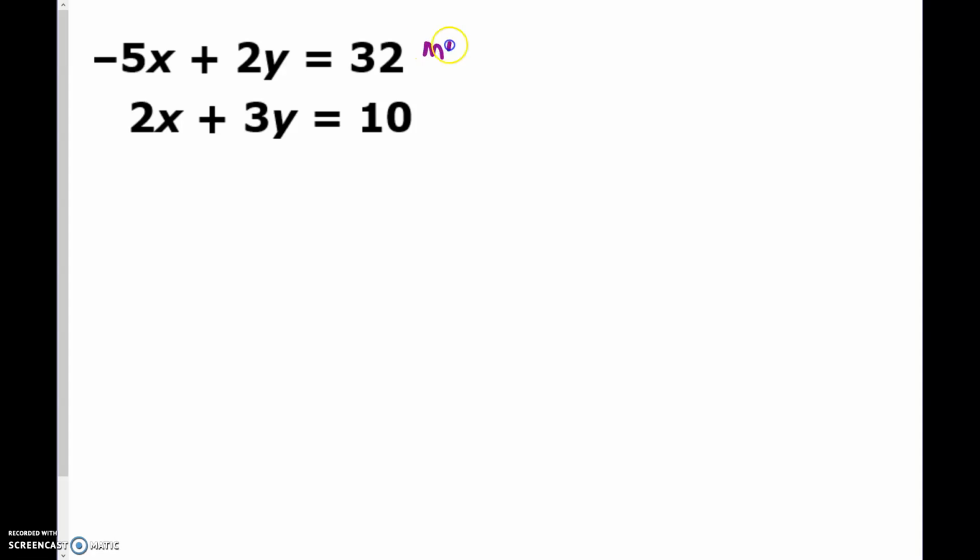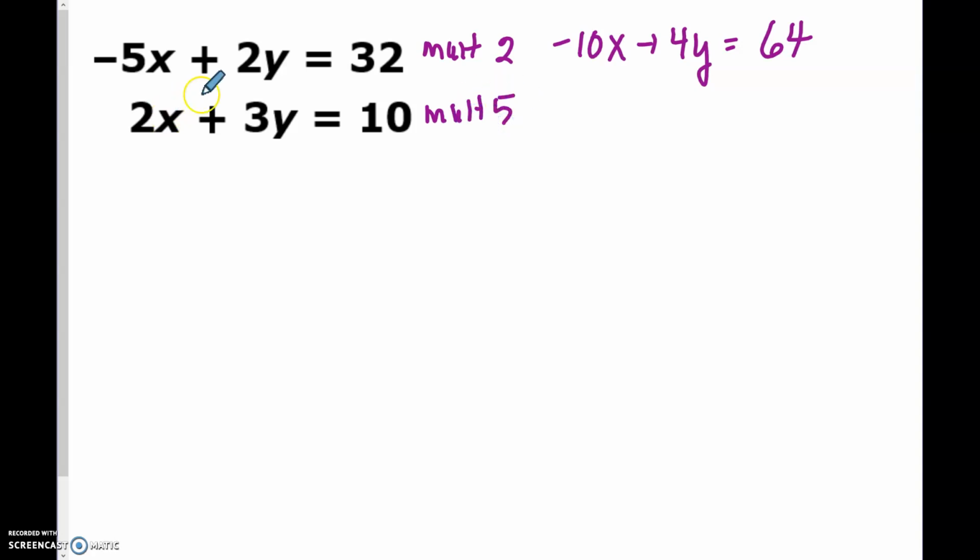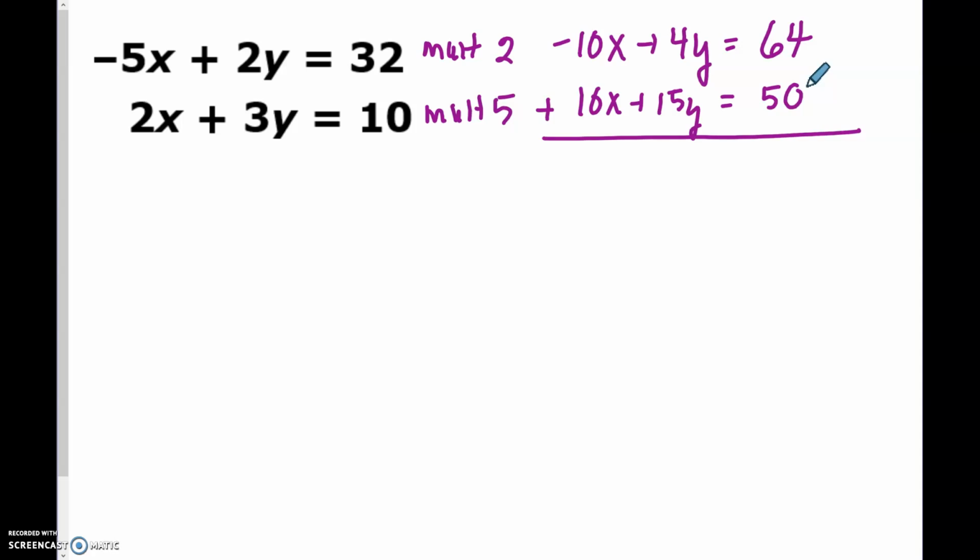So what I'm going to do is I'm going to multiply this top equation by 2, and when I multiply by 2, I get negative 10x plus 4y, and what's that, 64? And this bottom one, I am going to multiply by 5. So when I take 5 times 2, I get 10x, and you can see now when I'm going to add these together, my x's are going to cancel out. 5 times 3 gives me 15, and then I'm going to get a 50 over here. So 4y plus 15y is going to give me 19y.